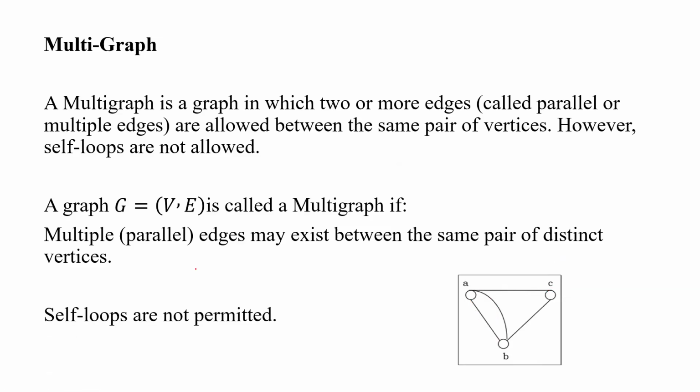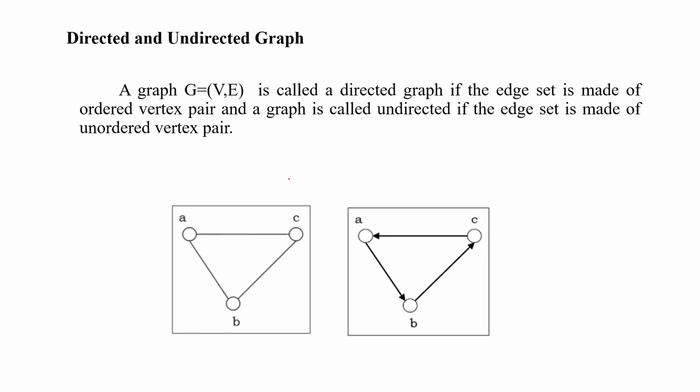So we have to know which one is which type of graph. A graph G = (V, E) is called a multigraph if multiple parallel edges may exist between the same pair of distinct vertices. Self loops are not permitted. Next one, self loop graph, where an edge just loops back to the vertex.